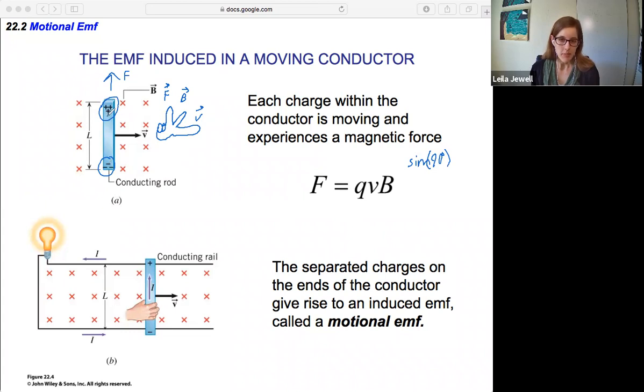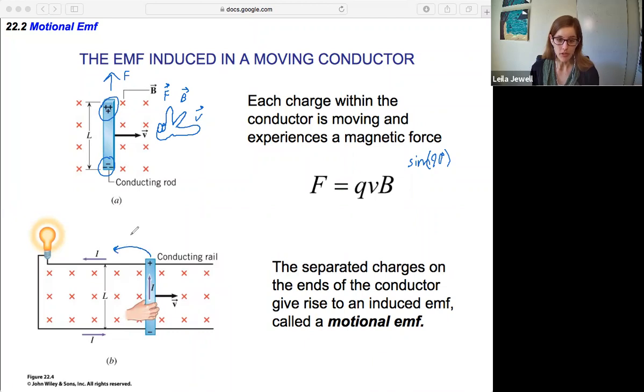Now we could take that same conducting rod, and instead of just being a random conducting rod in space, we're going to put it on this conducting rail. So it's a piece of metal that's conducting, and it's wired to a light bulb and around to the other side of the conducting rail. If we then move that conducting rod again, we're going to get a separation of charges, right? The positive charges are going to go up, the negative charges are going to go down, but now we have a complete loop, so those positive charges don't need to stop at the top. They can keep right on going.